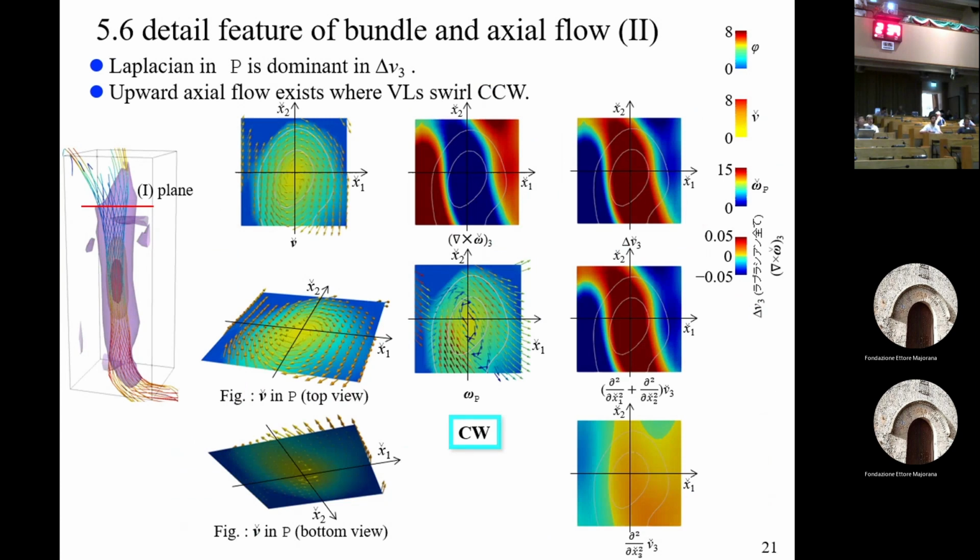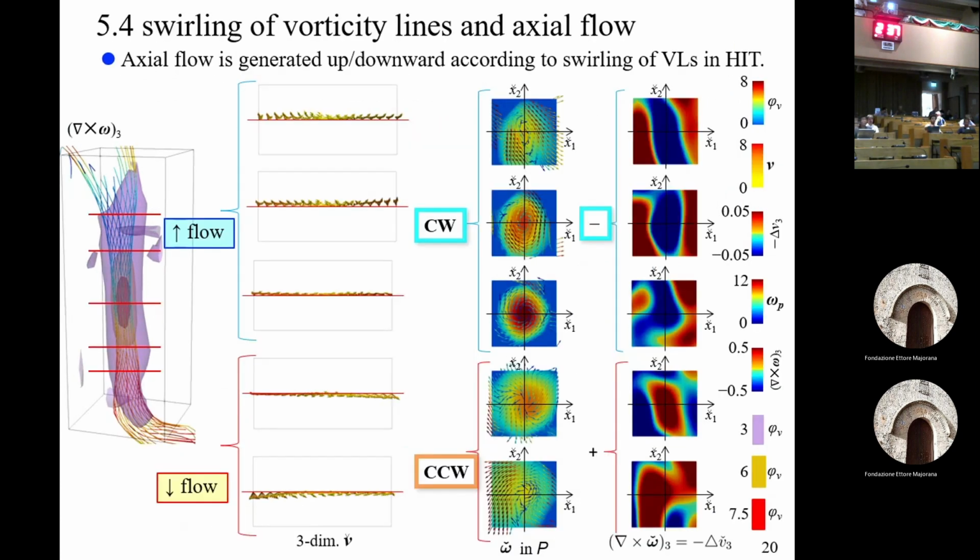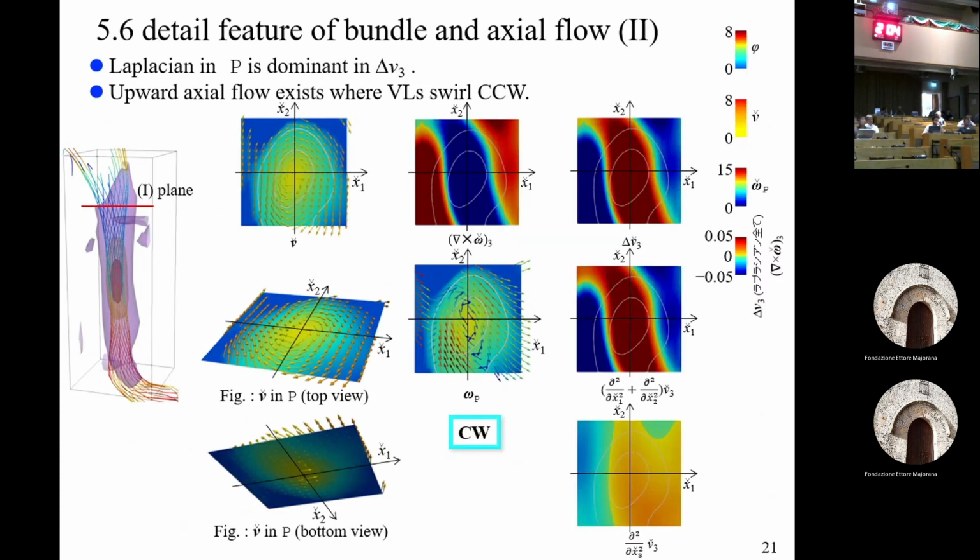So this figure shows some vortical flow in several planes, the vorticity vector in this plane, and the Laplacian of the normal component or rotational component of the vorticity lines. It clearly shows that if it rotates clockwise, it has upward axial flow. And if vorticity lines swirl counterclockwise, it has downward axial flow. So like this.